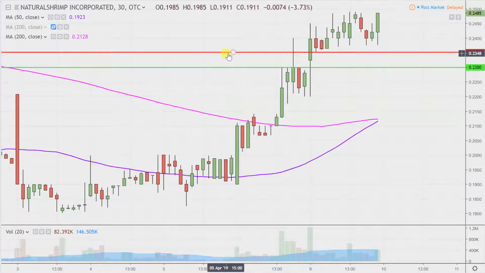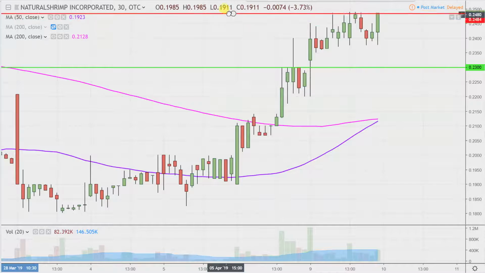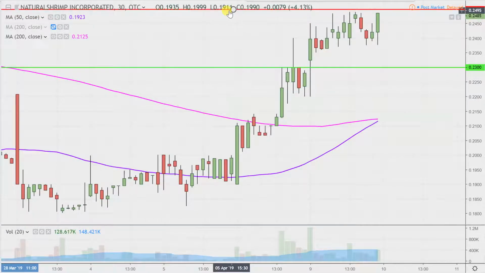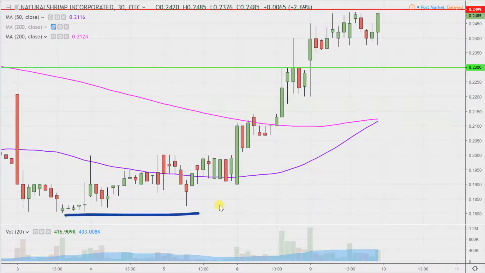In terms of resistance levels, nothing fancy here, other than the fact that several times today the price got right up around 25 cents and could never quite push through. So that will definitely be the key battleground going into Wednesday. All in all, though, resistance levels really don't matter. What do I mean by that? Well, what matters is what this chart has already been doing, and that is this right here.